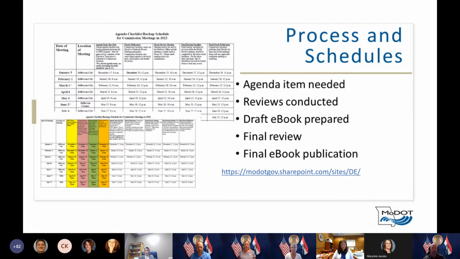When accessing the Commission's SharePoint calendar, keep in mind the dates shown on the Commission Secretary's schedule do not include the review time that Design Division requires. If the item is program delivery related, you will need to include Design Division in the approval process. Again, the link on this slide will take you to both the Commission Secretary's calendar as well as the Design Division calendar. Next slide.